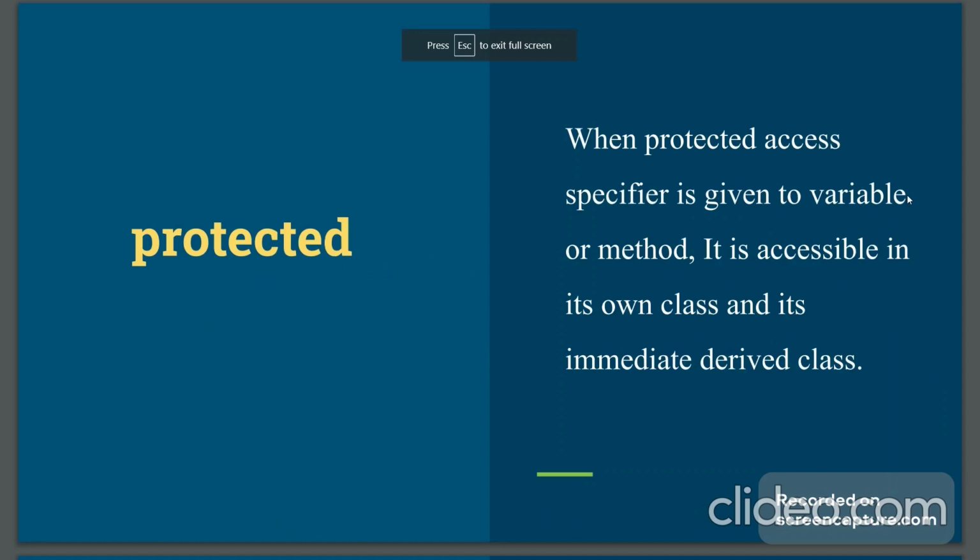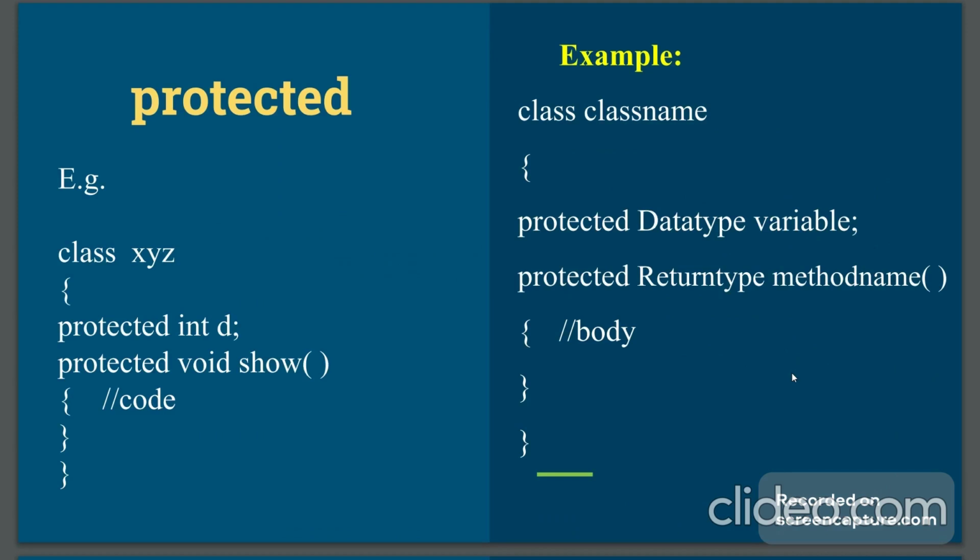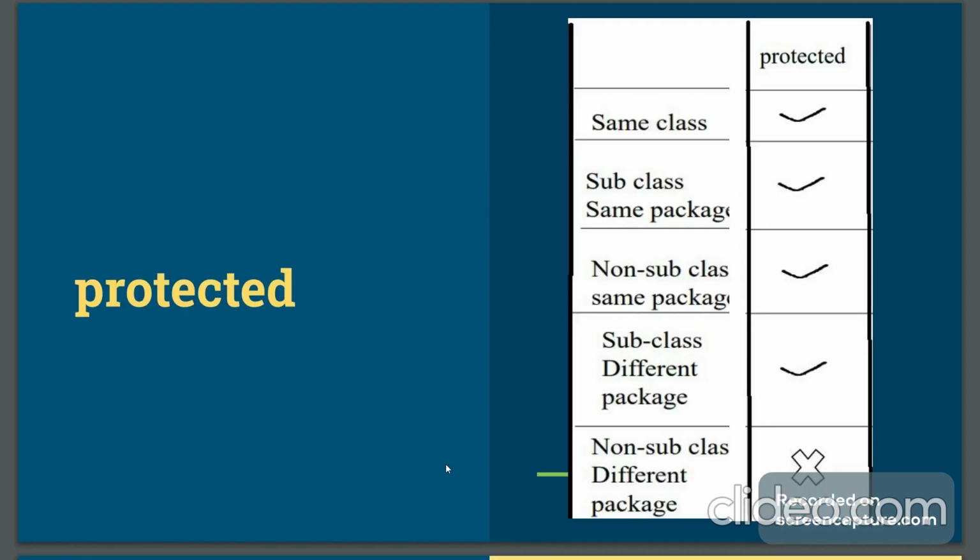Next access specifier is protected. When any variable or method is declared as protected, it is accessible in its own class and in its immediate derived class only. So we can say that it's a limited version of public also. Just precede the variable and method declaration with the protected keyword. Now d and show are the properties which have the protected access specifier. Let's see where these protected properties are accessible.